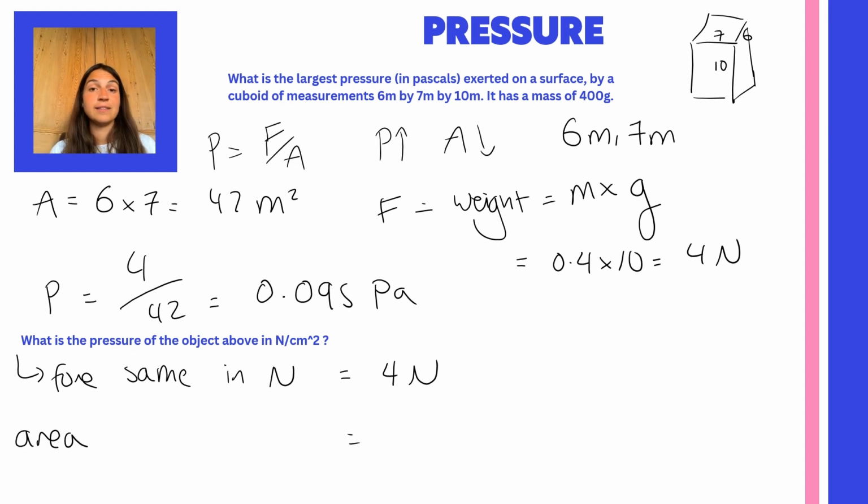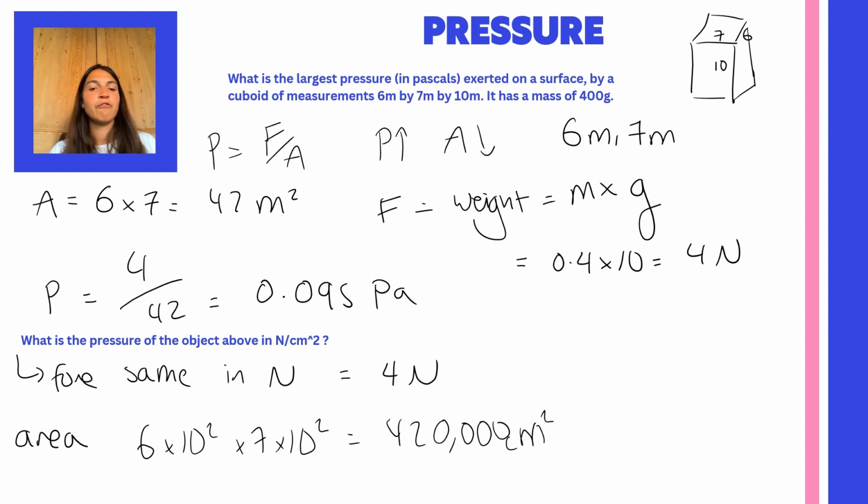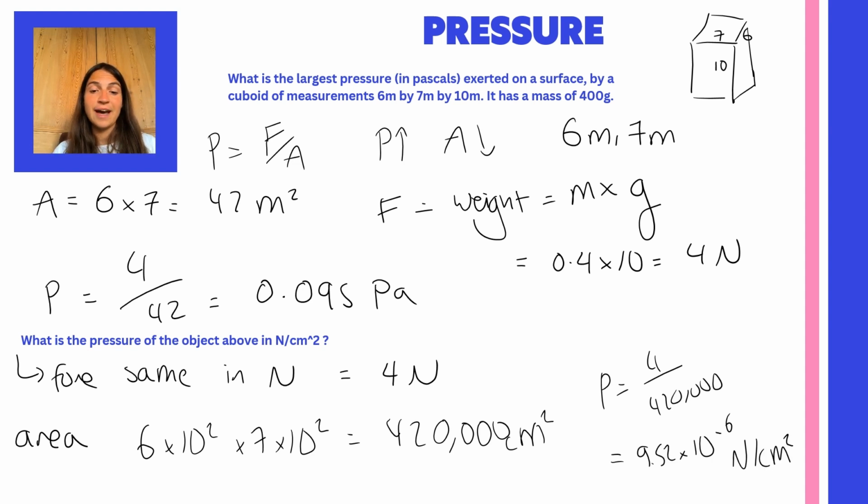But my area is going to be different, because this time my area needs to be in centimetres squared. And I think it's easiest to do this going back to the length and making sure those lengths are in centimetres before I multiply them together. So 6 times 10 to the 2, or 600, okay, 600 centimetres in 6 metres, times 7 times 10 to the 2 gives me 420,000 centimetres squared. So then my pressure, I do 4 divided by 420,000, and that gives me 9.52 times 10 to the minus 6 newtons per centimetre squared.